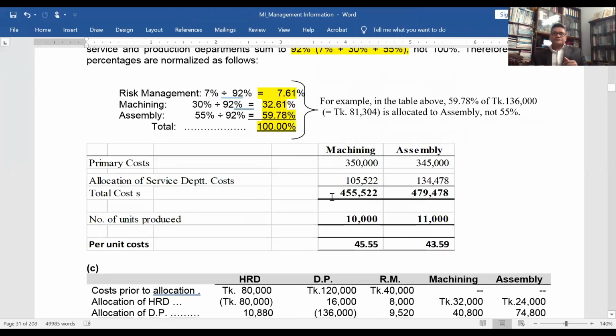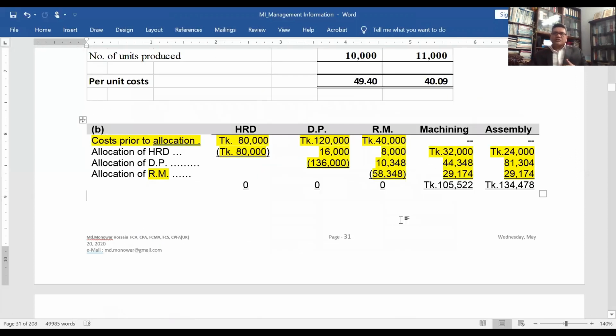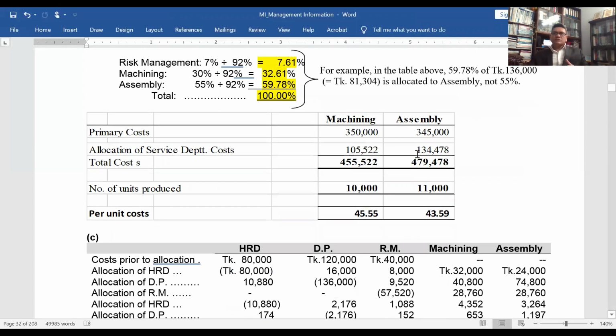Come here. So the primary cost in this step down method is 3,50,000 and 3,45,000 from the question. And now we are allocating that service department cost. Now we have allocated 1,05,000. Look here, 1,05,000 and 1,34,000. Now total cost is 455,552 and 479,478. So divided by 10,000 and 11,000 units, we get total unit cost 45.55 and 43.5.